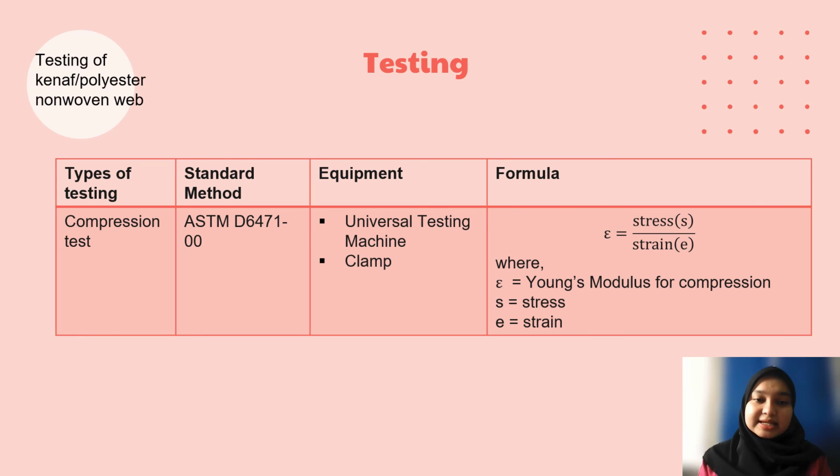Lastly, the compression test. This test is aimed at studying the web sample's behaviors such as strength and ability to recover to its original shape. After a certain force is applied onto it, a flat and circular clamp will be used to investigate the compressibility, thickness loss, as well as the compression recovery of the sample. This test refers to the standard method ASTM D6471.